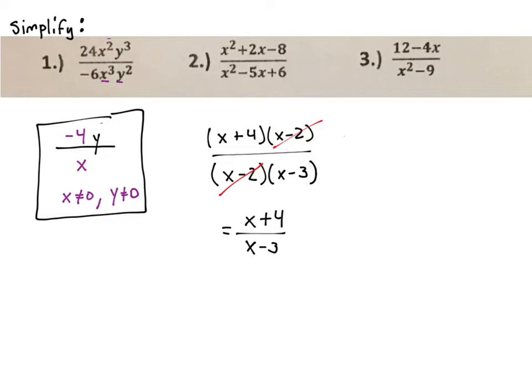But once again, we have to look for those restrictions. And in this case, if we're looking at the original expression here, we've got minus 2 and minus 3. So in this case, x can be neither a positive 2, or this becomes 0, and x can also not be a 3, or else this becomes 0. So x cannot be equal to 2, and x cannot be equal to 3.